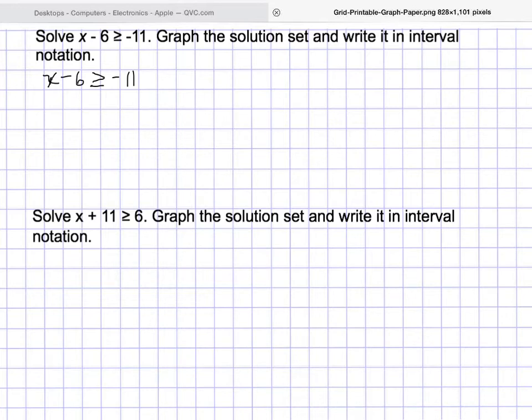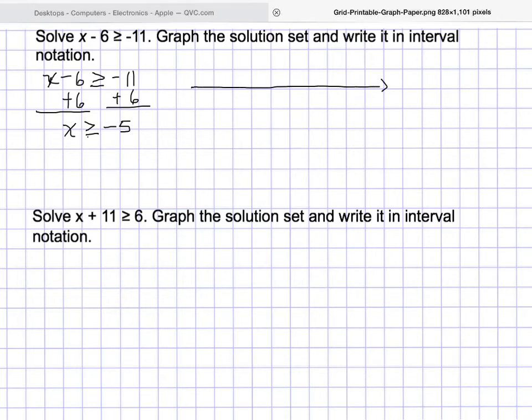So let's solve. We want to get the x by itself. Well, what do we do? We have x minus 6, so we want to do the opposite of subtracting 6, which is add 6 to each side. Now what do we have? x is greater than or equal to -6 plus -11 plus 6 is -5. So the solution is x is greater than or equal to -5. Okay, let's graph it.